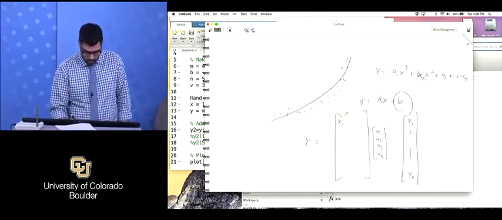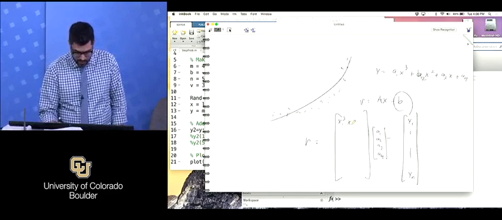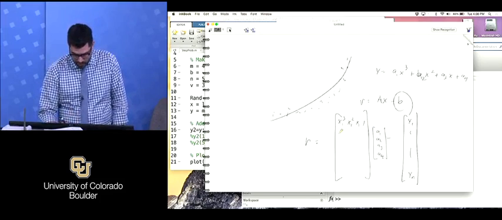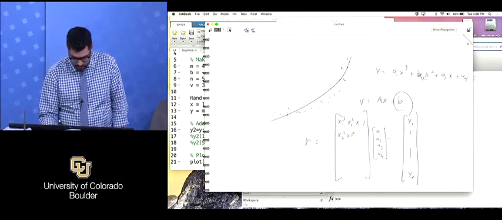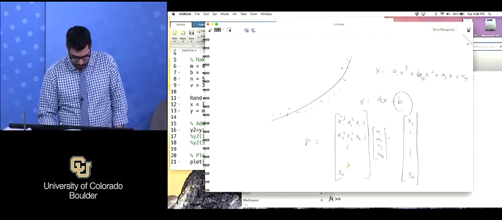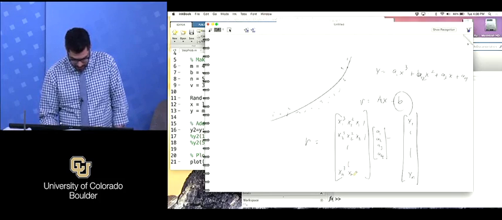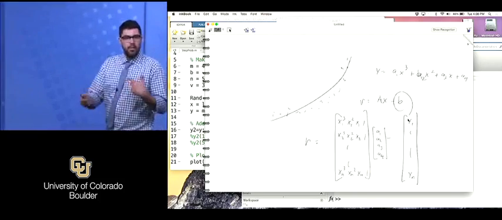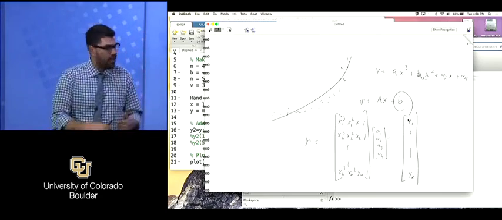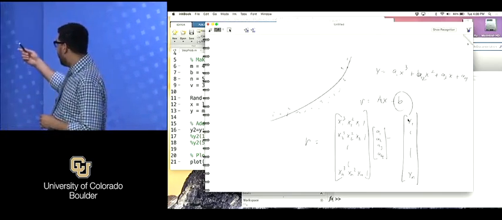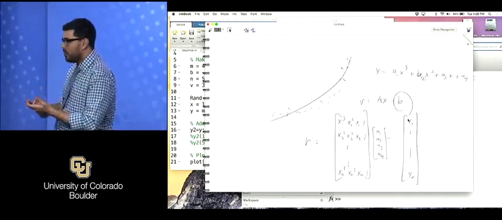X1 cubed times A1, and then X1 squared, X1, and 1. And then the next row is X2 cubed, X2 squared, X2, 1, dot dot dot, all the way to Xn cubed, Xn squared, Xn, 1. Do you see it? So we're still minimizing, and the goal here is we're minimizing the sum of the residual squared. It just so happens that the variables are now 4 instead of 2.